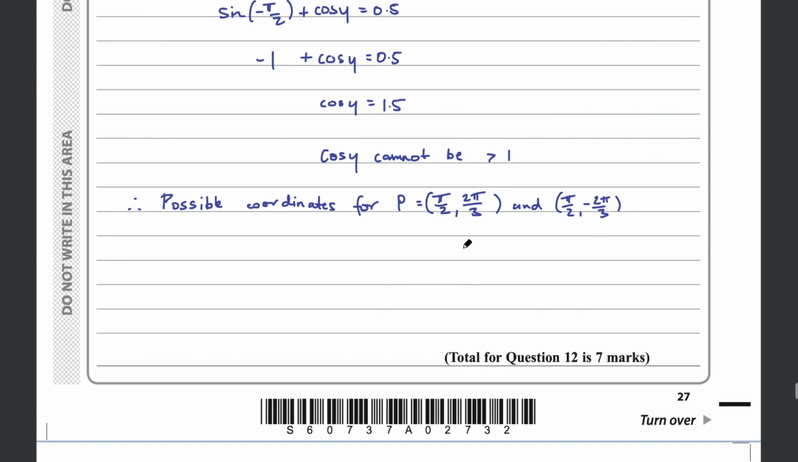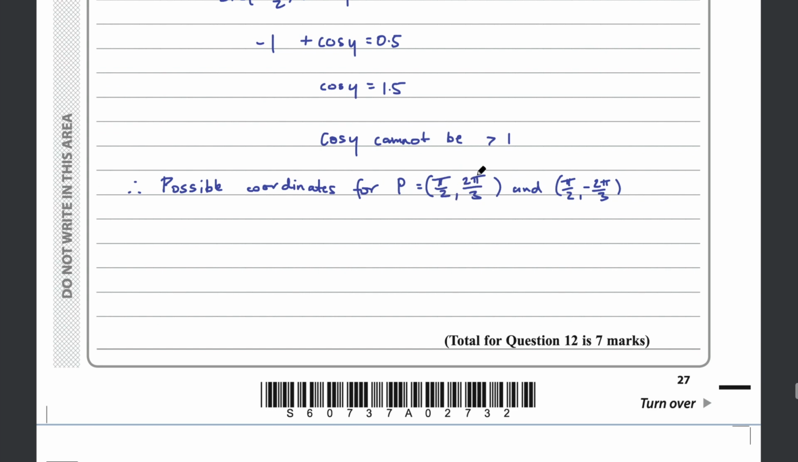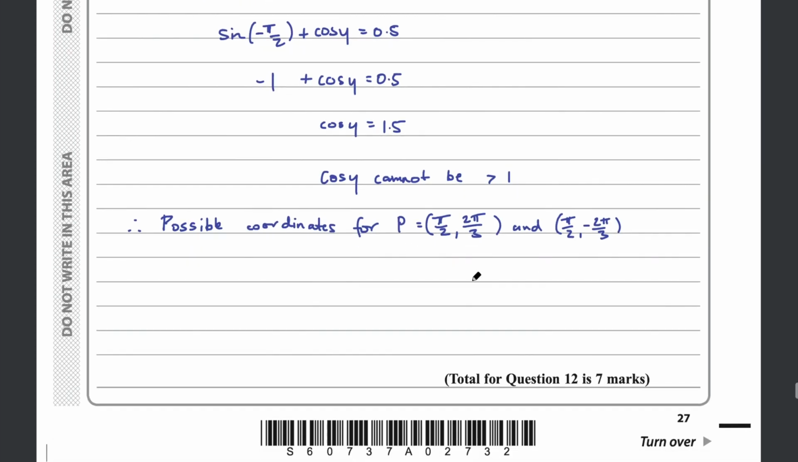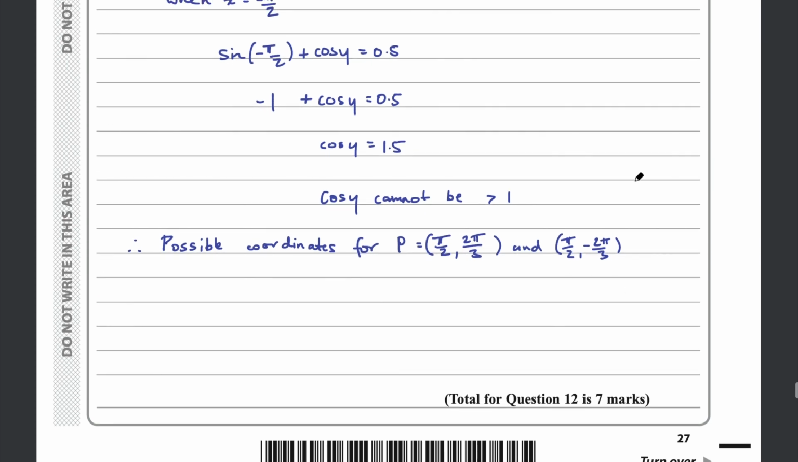You might think that's a bit strange. If the x coordinate's the same, how can we have two of the same y coordinate? It just means that it's some kind of circular object, and it has two solutions at pi on 2. So you could put that equation into a graphing calculator and see what it looks like, and you'll get a nice visual for this graph. But there you go, they're the possible coordinates for P, and that was question 12 for 7 marks.